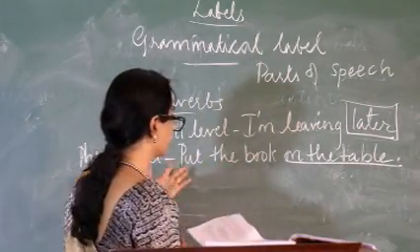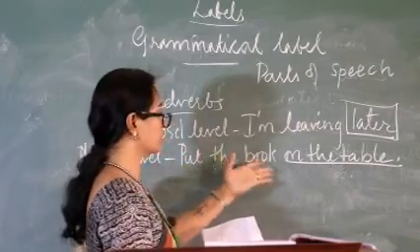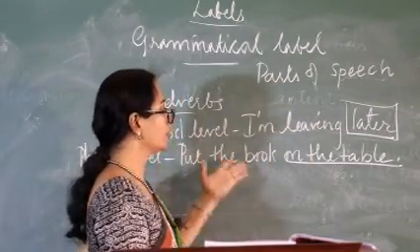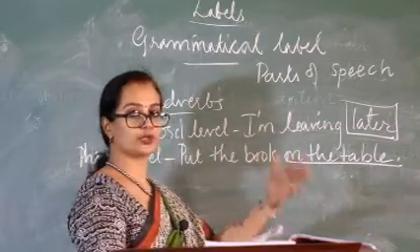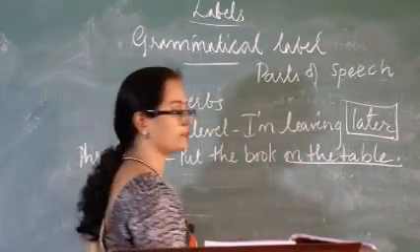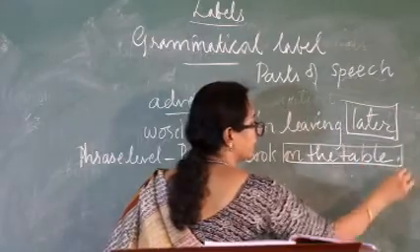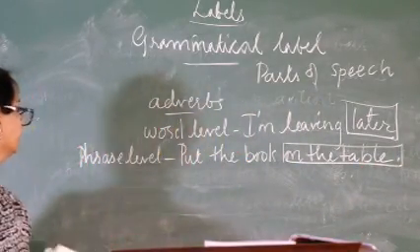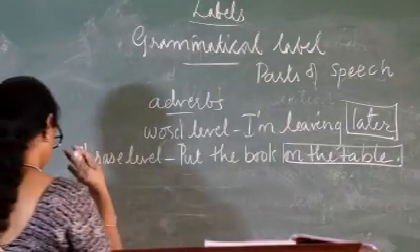So put, the verb here, put the books. Where should you put the books? Put the book on the table. Where should you put the book? On the table. So at the phrase level you have the adverb on the table. So it's an adverbial phrase. Next one is the clause.